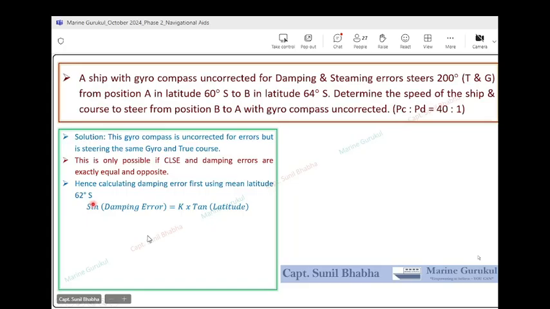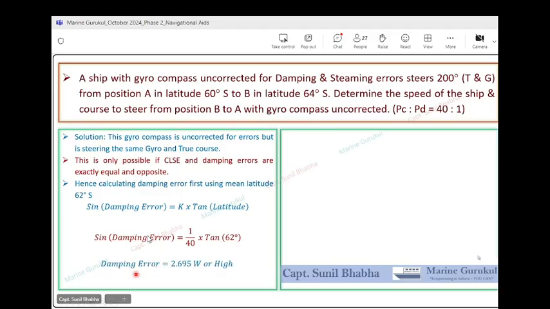So using this in the damping error formula, sine of damping error is equal to K tan latitude. K is equal to 1/40. It is given in the question. Tangent of latitude, which is 62 degrees, gives us the damping error as 2.695 degrees. Now, since the vessel is in the southern hemisphere, the latitude is south, the error will always be west or high. The damping error is always west or high in the southern hemisphere.